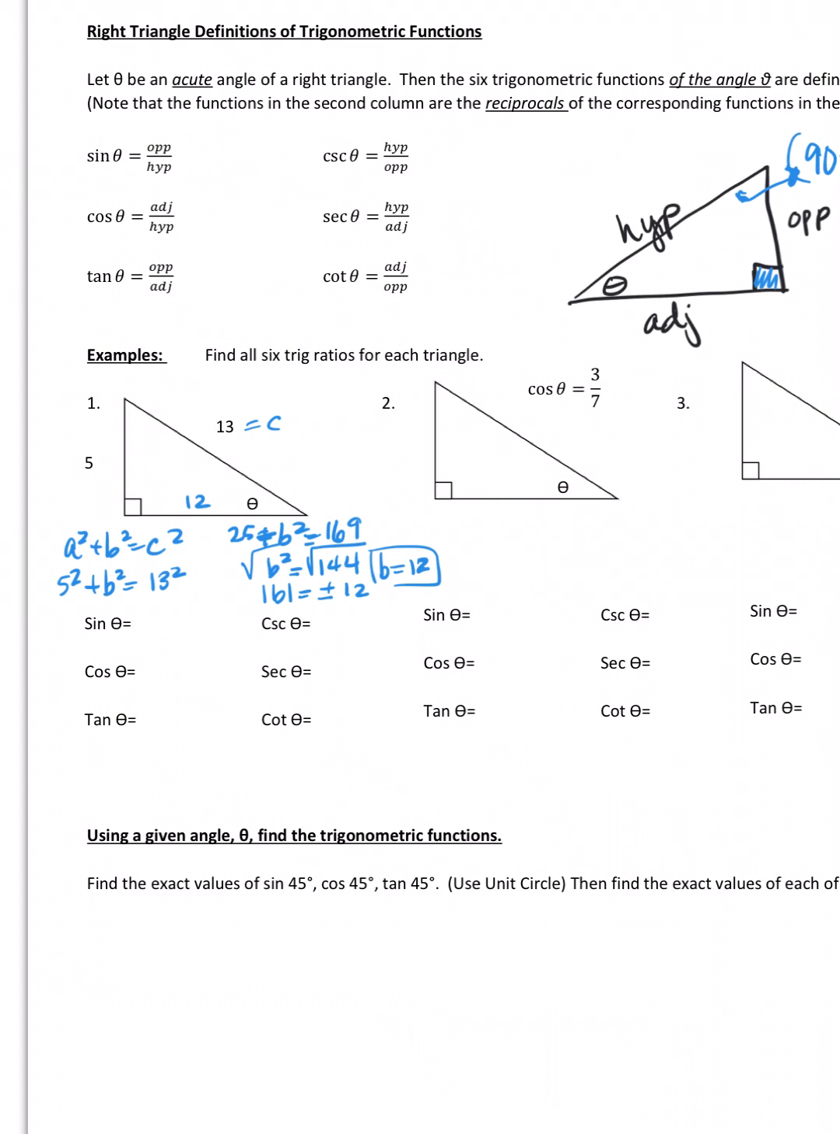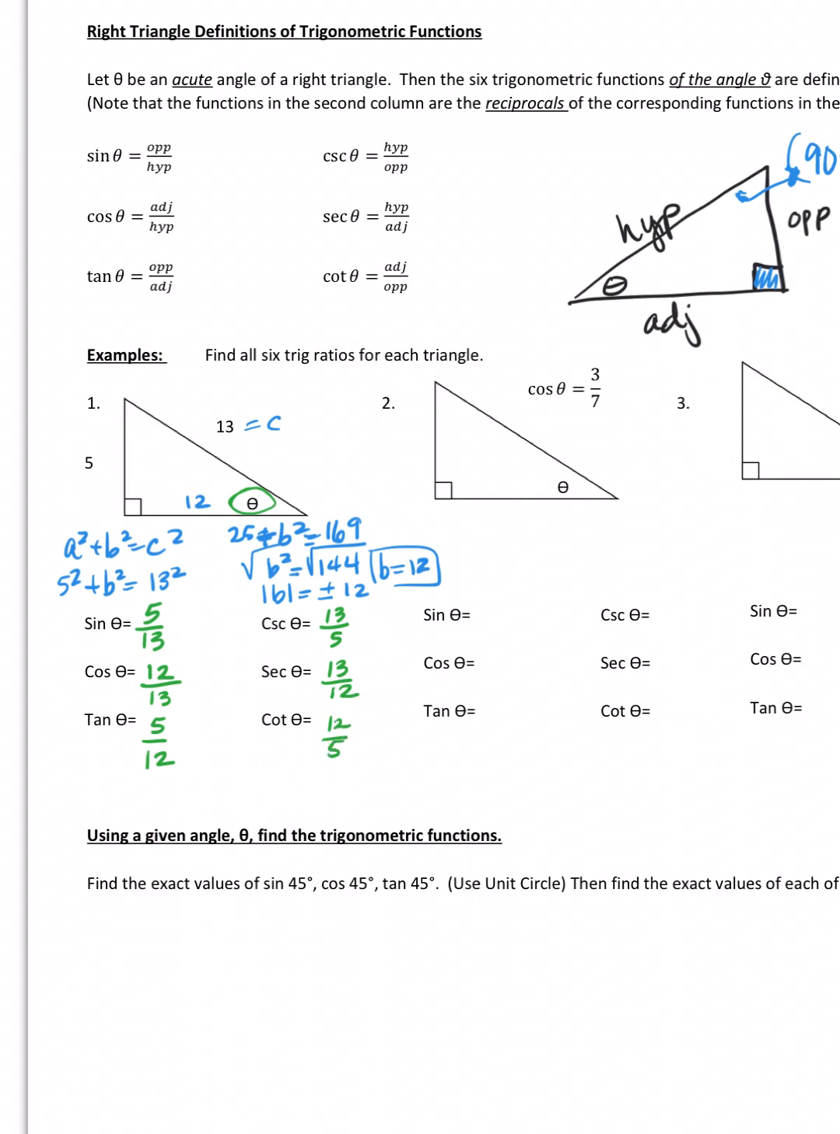So our sine relative to theta here, opposite is 5, hypotenuse is 13. Cosine is adjacent, 12 over 13. Tangent is opposite over adjacent. Once we have those, we just do the reciprocals for the cosecant, the secant, and the cotangent.